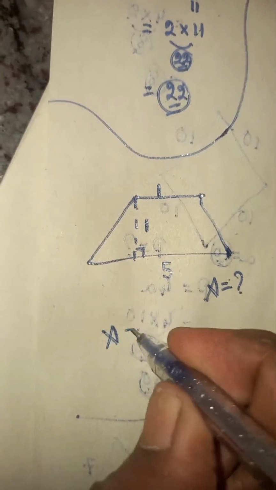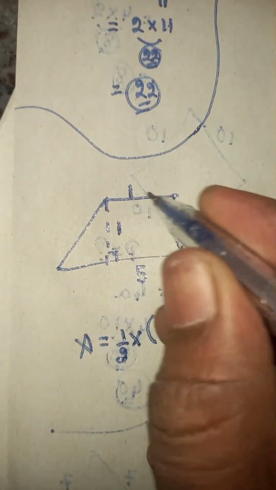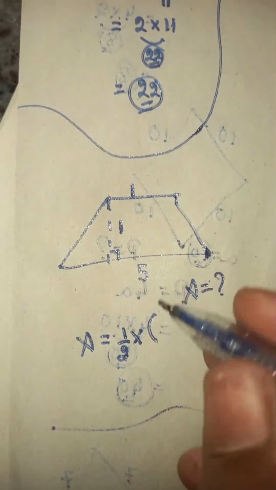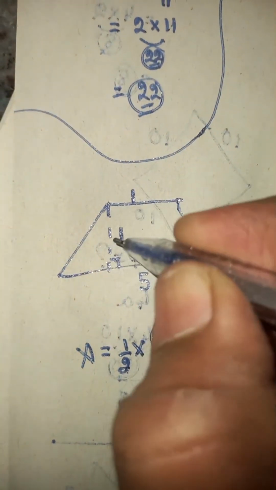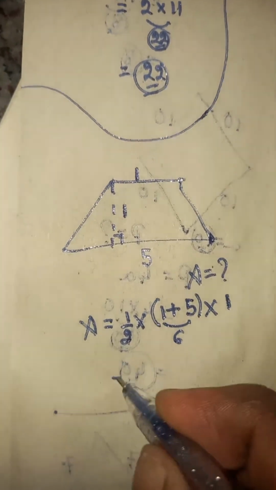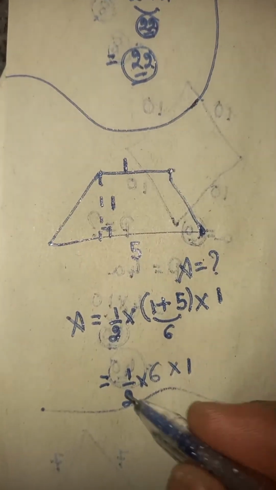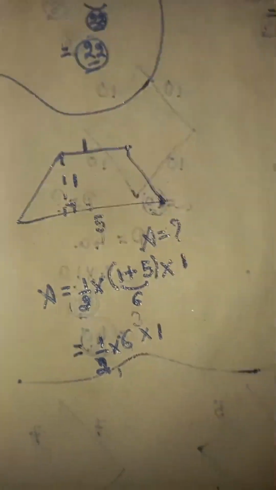Area of the trapezium can be written as half times of sum of parallel sides. This is one parallel side, this is another parallel side. 1 plus 5 times of the perpendicular height, which is 1 unit. 1 plus 5 becomes 6, so it is half times of 6 times of 1. You can divide by 2, 1 time, 2 3 times, and 3 times of 1 becomes 3.